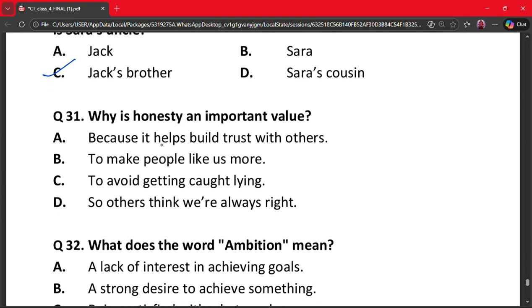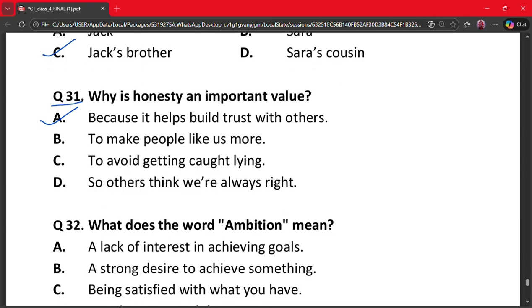Our next question is question number 31. Why is honesty an important value? A, because it helps build trust with others. B, to make people like us more. C, to avoid getting caught lying. D, to make others think we are always right. The correct answer is option A. Honesty creates trust and trust strengthens relationships. So option A is the correct option.